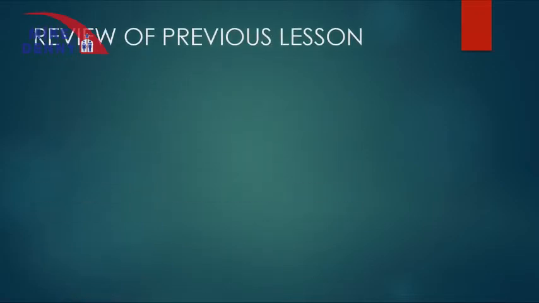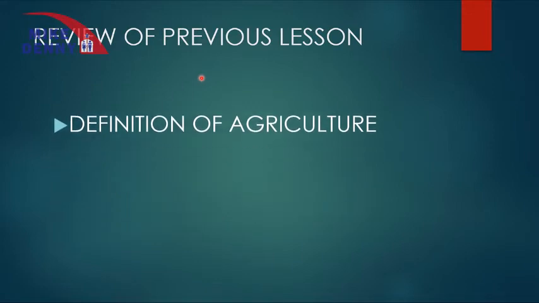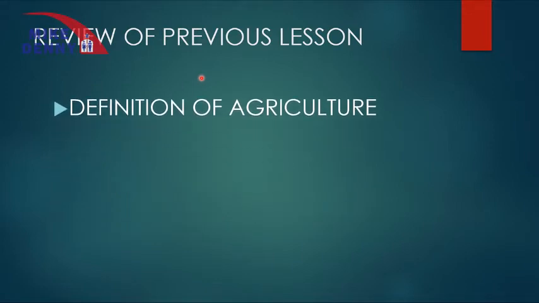Good. Let's now look at what we studied in our previous lesson. We studied the definition of agriculture. And I remember very well that we concluded by saying that agriculture can be defined as the purposeful cultivation of crops and the rearing of animals, either for home consumption or for sale.